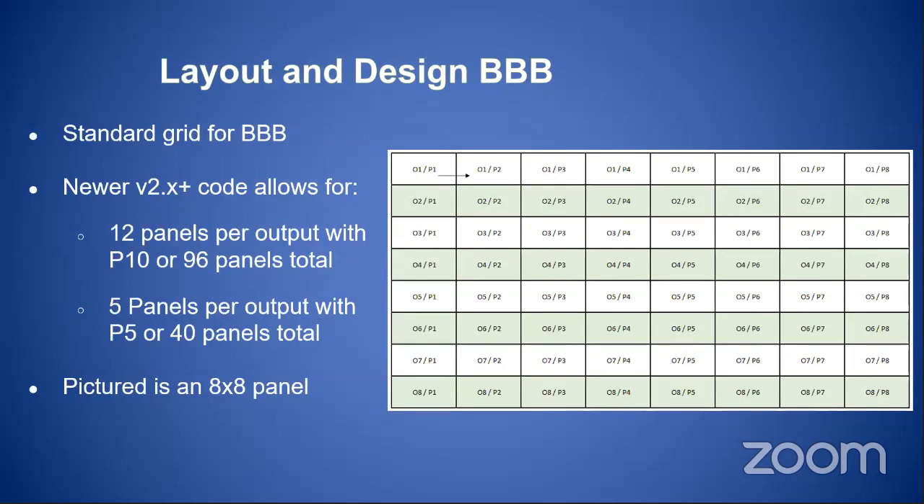Layout design of the BeagleBone, anything that's newer in the 2 version of FPP is going to allow you 12 panels per output on a BeagleBone with an octo scroller for a total of 96 panels. That's for a P10. A P5 is 4 times the resolution of a P10. So you're going to get 5 panels per output for a total of 40 panels. And then this is an 8x8 panel.